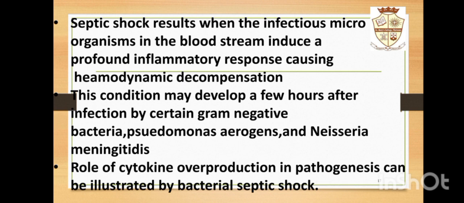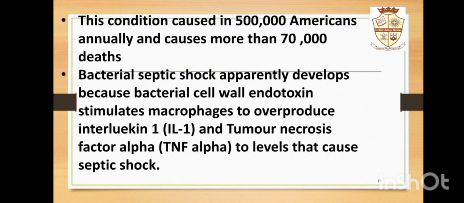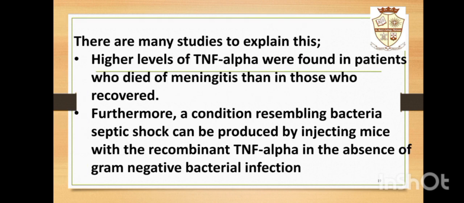The role of cytokine overproduction in pathogenesis can be illustrated by bacterial septic shock. This condition occurs in 500,000 Americans annually and causes more than 70,000 deaths. Bacterial septic shock apparently develops because bacterial cell wall endotoxin stimulates macrophages to overproduce interleukin 1 and tumor necrosis factor alpha to levels that cause septic shock.